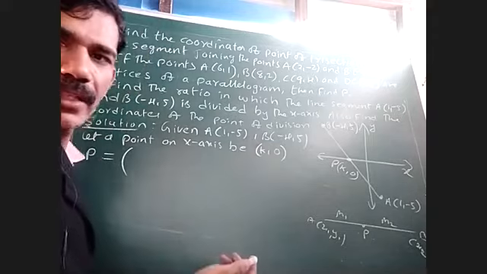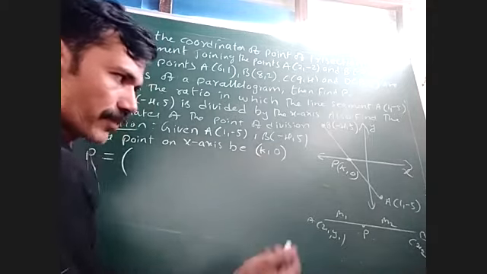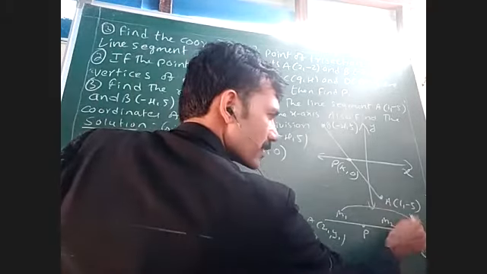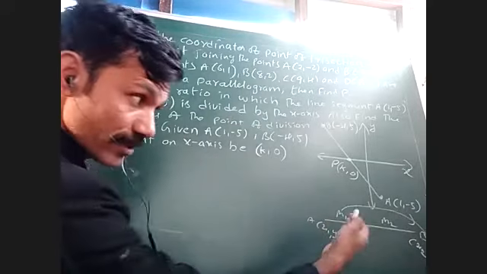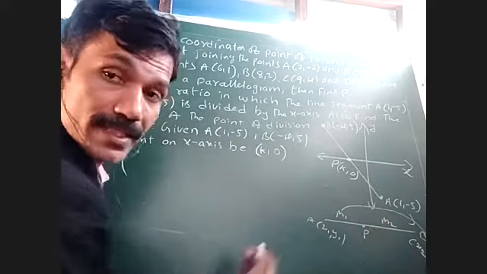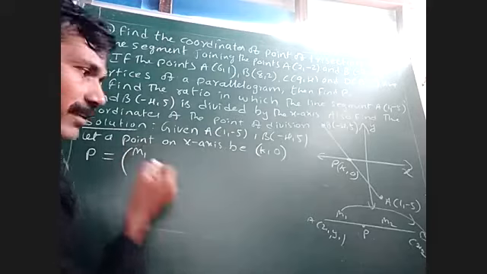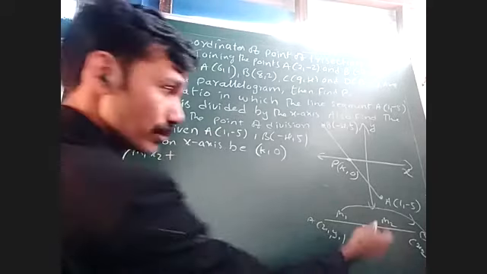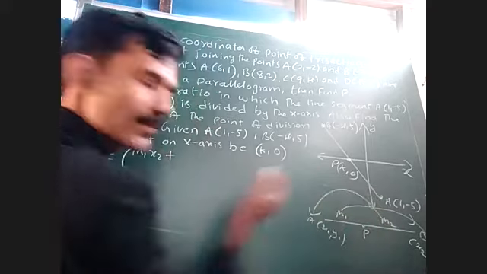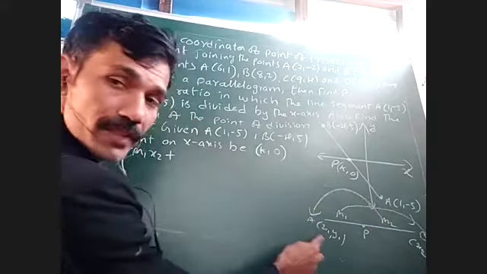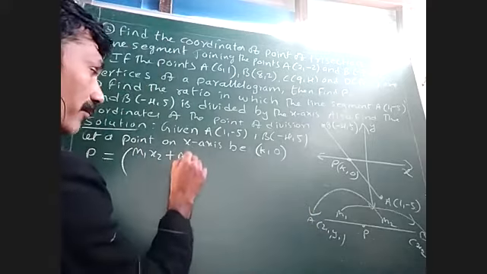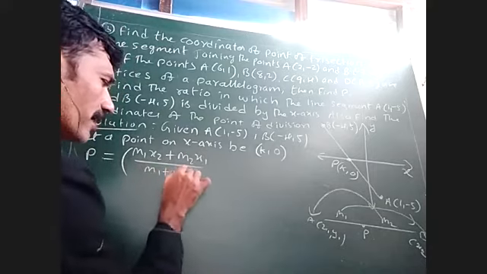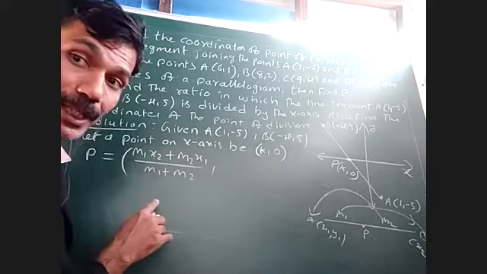Directly I'm writing the formula, I'm not deriving it. You have to remember, if you are writing the antecedent, the first term m1, we have to multiply the values of the second coordinates. If you write m1 x2, you have to write plus m2 times the values of the first coordinate, m2 x1, whole divided by m1 plus m2. This is the formula to find the x coordinate only.